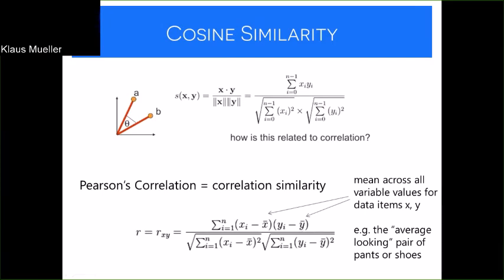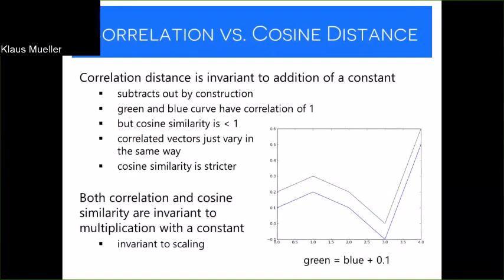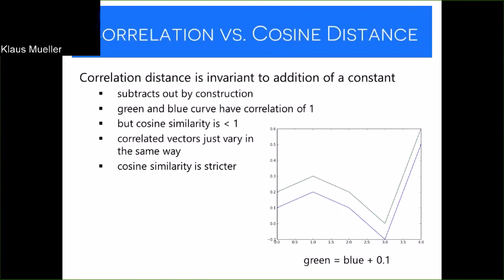Now it turns out the correlation distance is a little less strict than the cosine distance. With correlation, these red, green and blue lines will have the same distance, while with cosine it would not be the same. The blue and the green have different means, and the correlation takes the mean out, but the cosine does not.